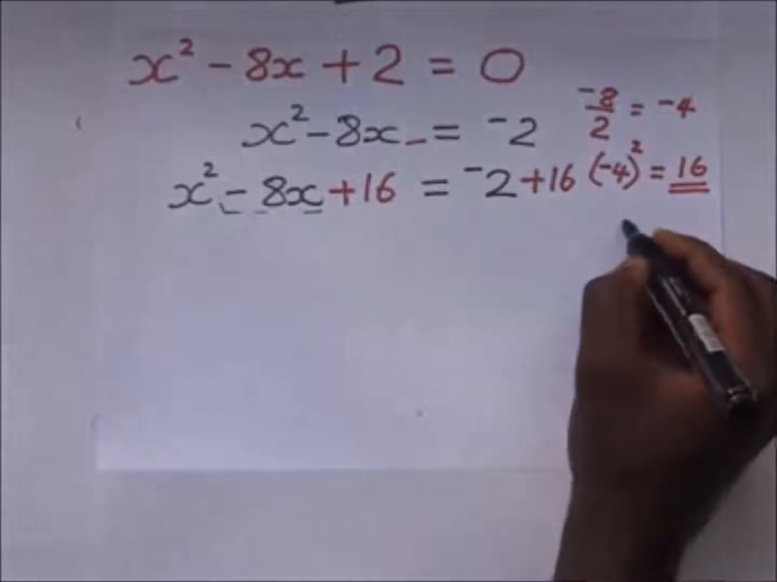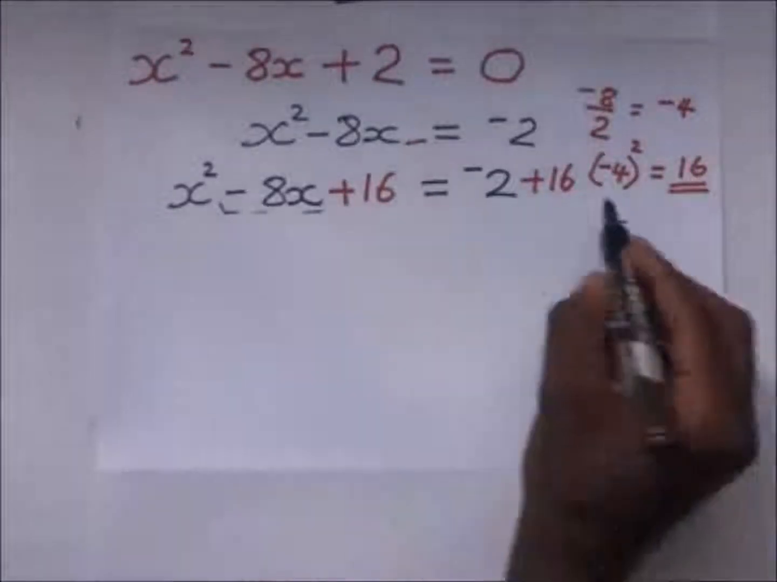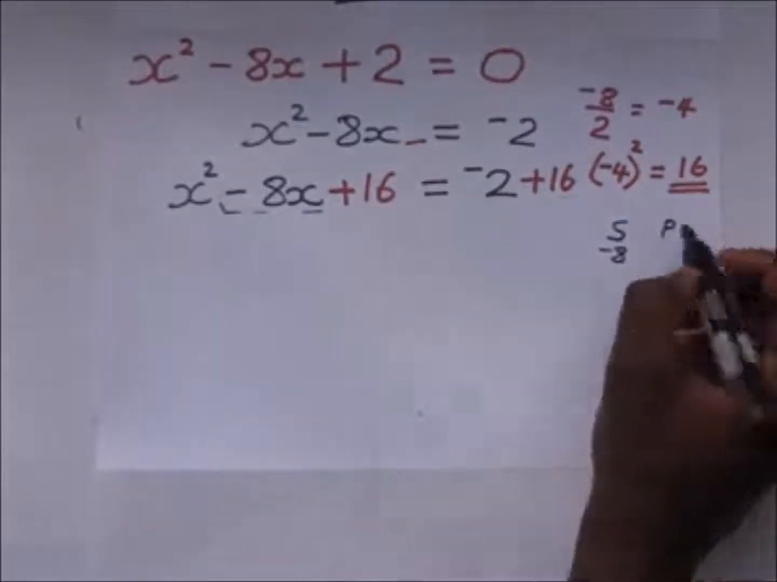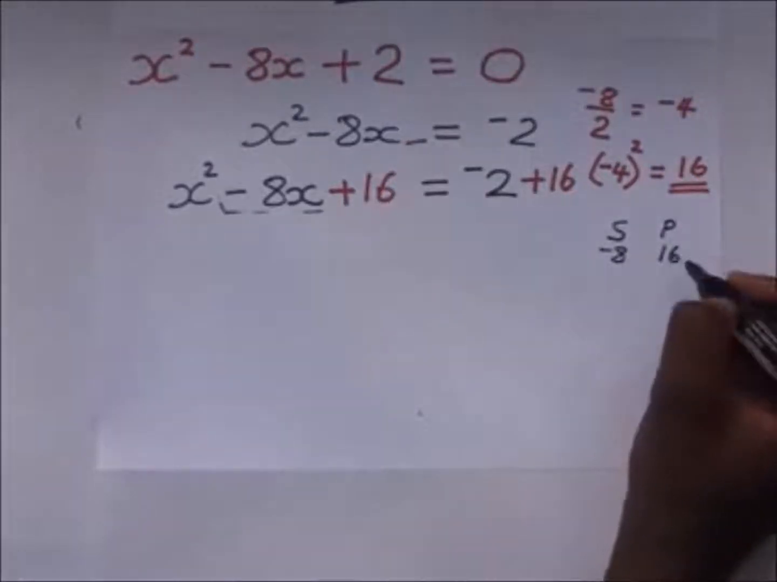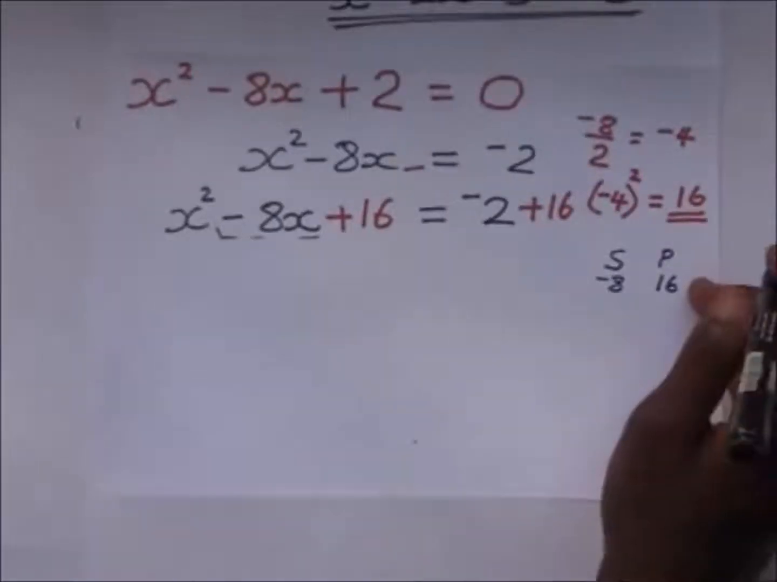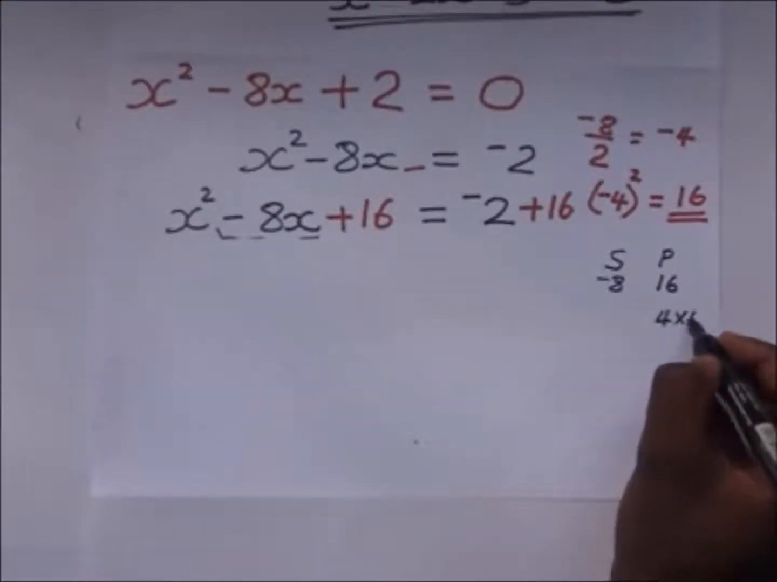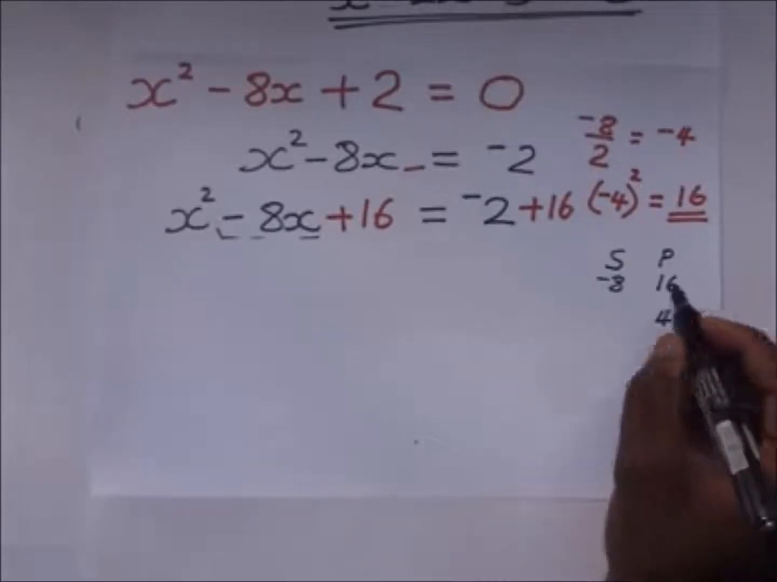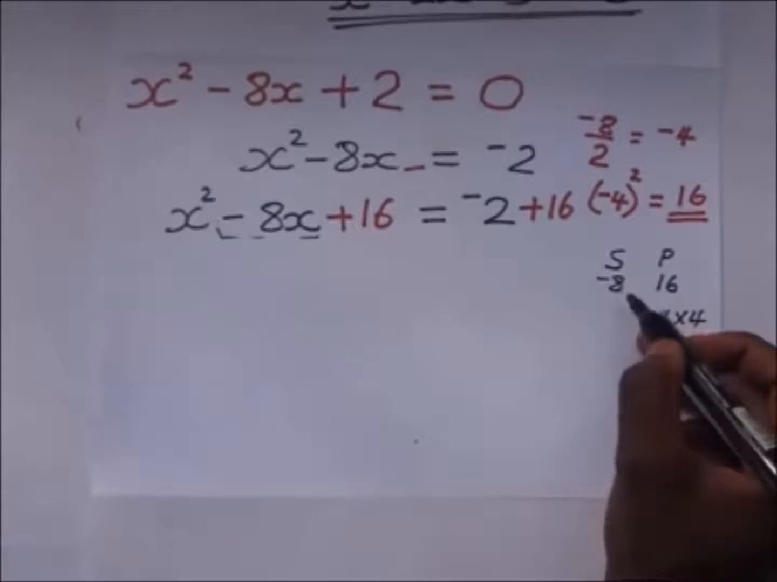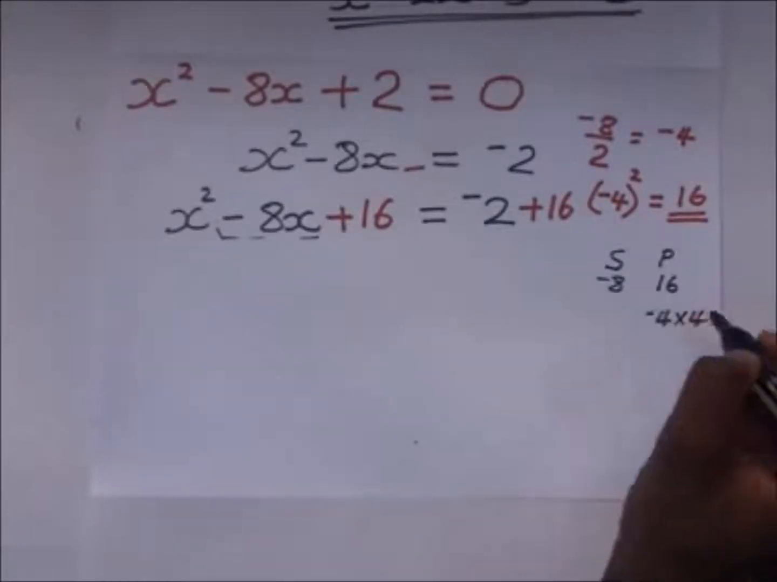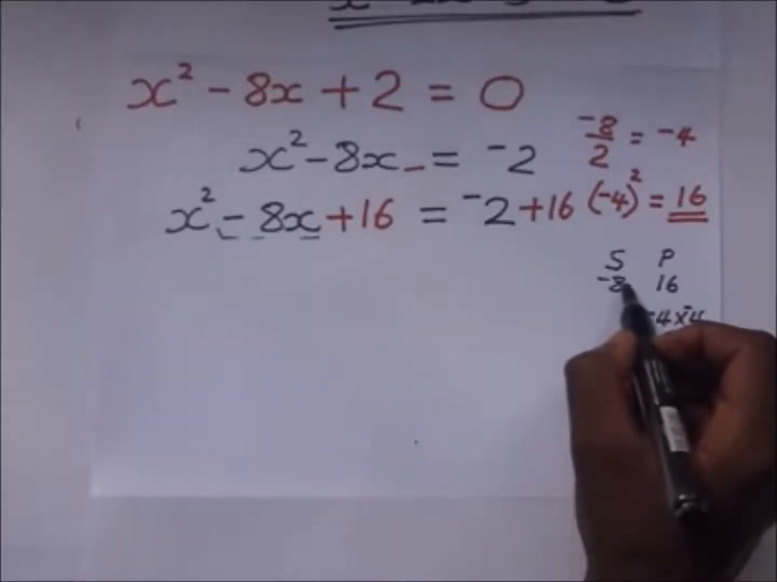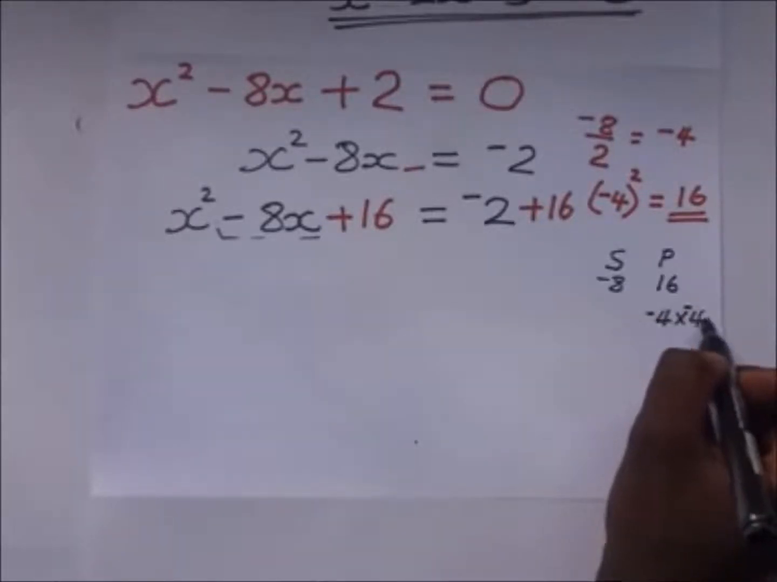The two numbers should give us a sum of negative 8, and a product of 16. In identifying those two numbers, you realize that they are 4 and 4, because 4 times 4 gives us 16. But if we add 4 plus 4, will it give us negative 8? No. So if we make this a negative and that a negative, negative 4 plus negative 4 gives us negative 8, and negative 4 times negative 4 gives us positive 16.